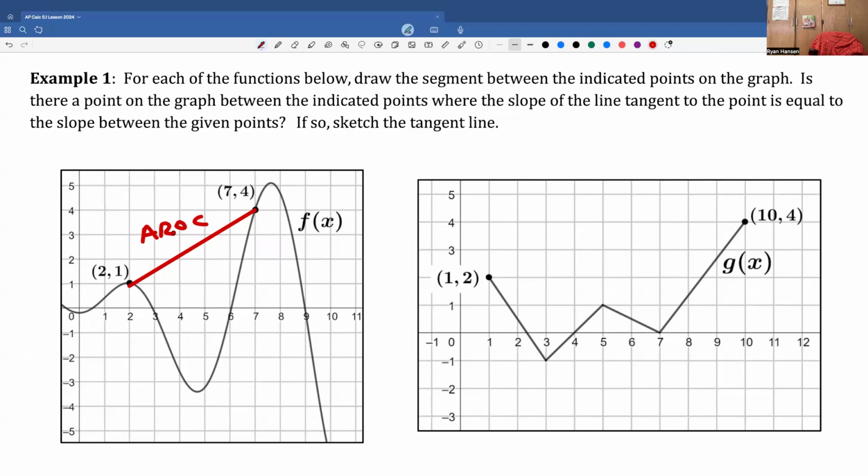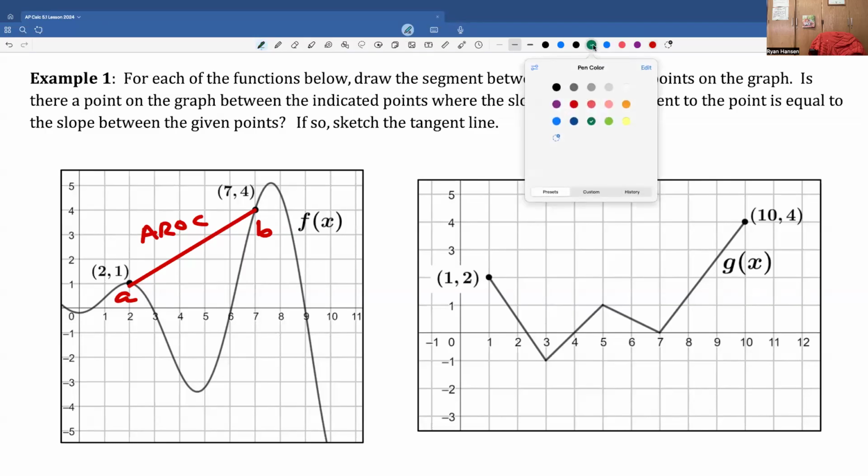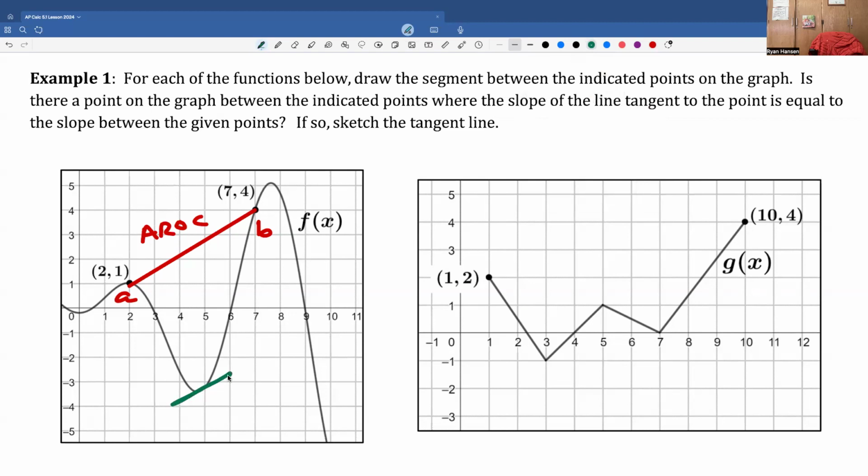Well, can we or can we not? Can you guys find a single point somewhere between those two, right? So if we called this A and we called this B, somewhere between those two, can you draw a tangent line that would have that exact same slope? Do you think it's possible? Okay. I heard someone say somewhere between, like somewhere here, the tangent line would look something like that. Does that have the same slope? Yep. So it's doable right there.